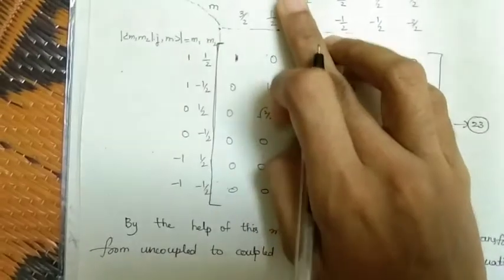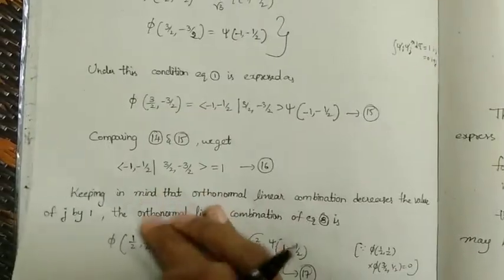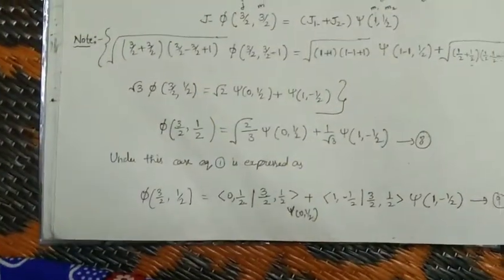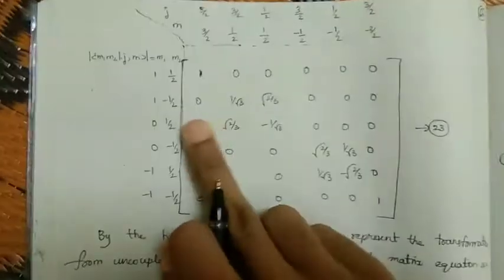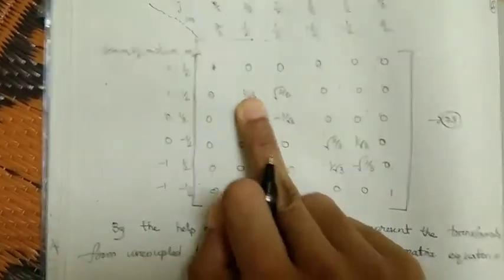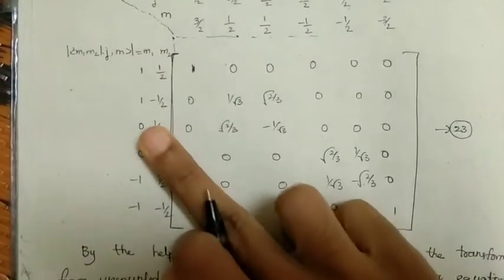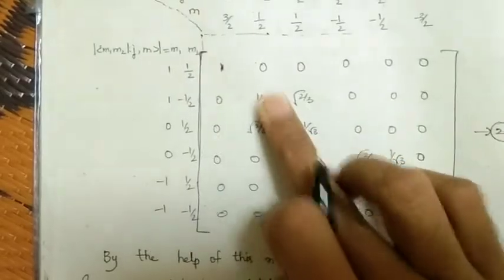And next, if we consider phi of 3 by 2 comma half, this is xi of 0 comma half and xi of 1 comma minus half. At xi of 0 comma half, the coefficient is root 2 by 3, and at xi of 1 comma minus half, it is 1 by root 3. In this manner, the remaining terms are all 0. We don't have remaining terms.